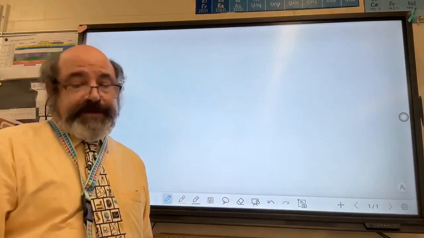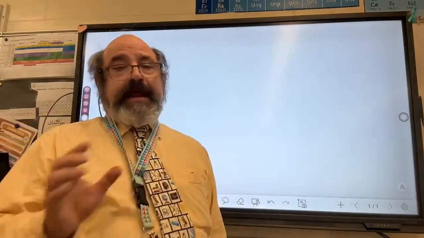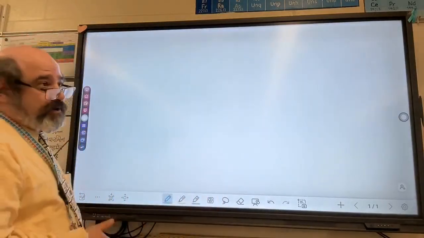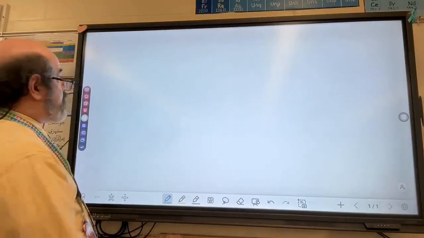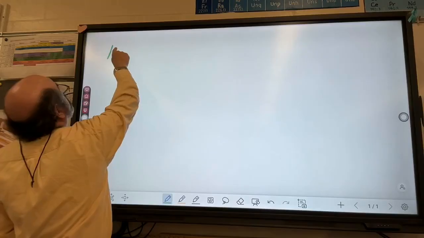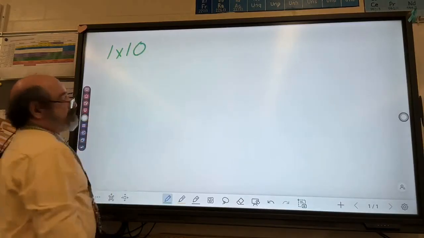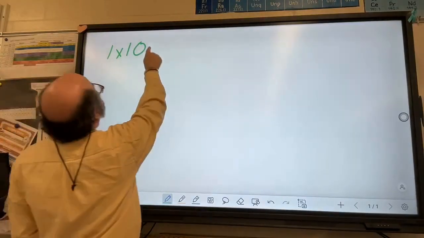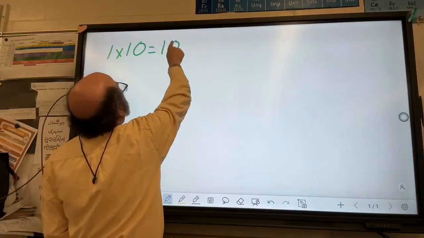Okay, so today we're going to be doing powers of 10 and how to move the decimal place. So let's start off with the first number of 1 times 10. What does that equal? 1 times 10 equals 10.